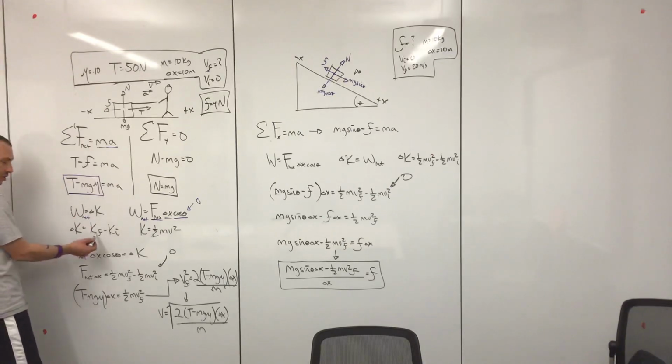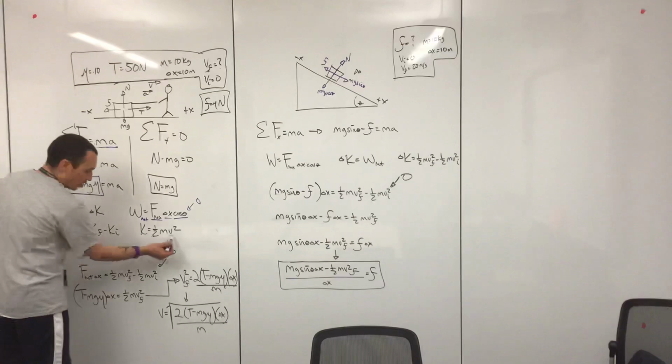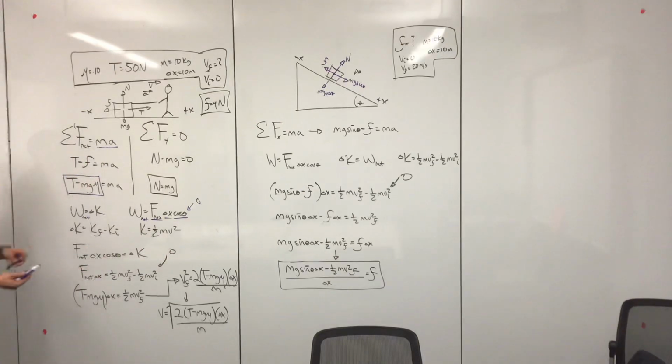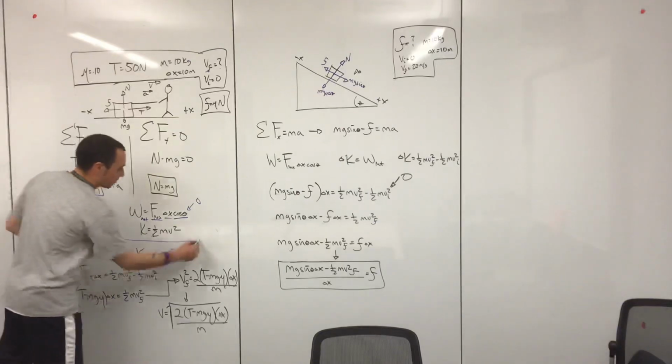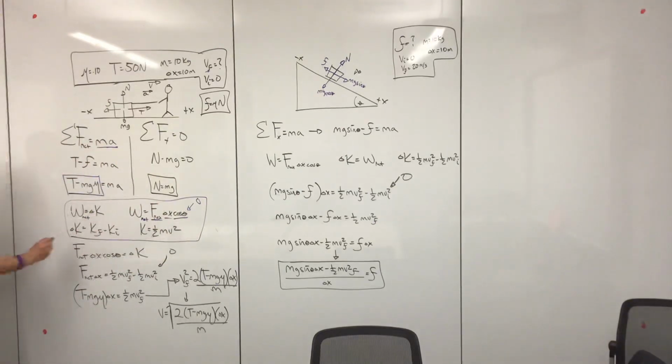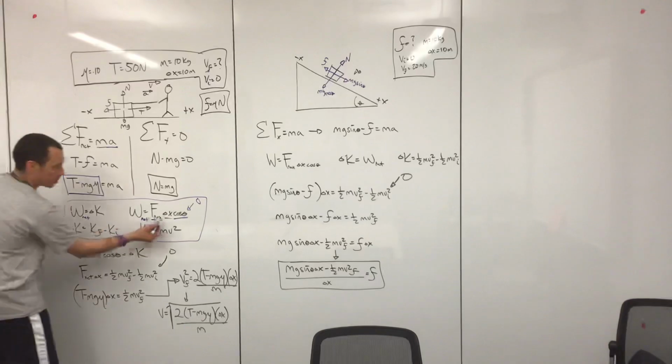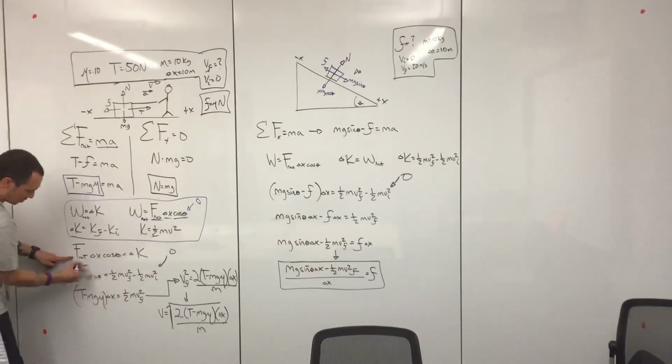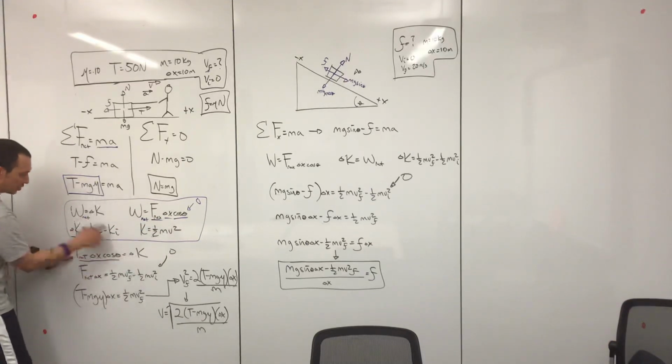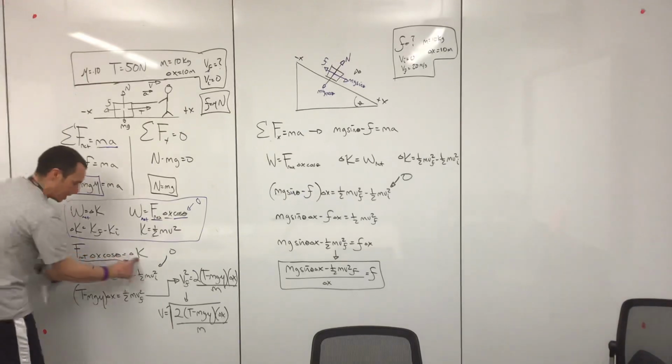Where the change in kinetic energy is equal to final minus initial, where each one of those kinetic energies is 1/2 mv squared, right? So we want to put all these pieces together right here. We know that work is equal to F net times displacement cosine theta. We also know it's equal to the change in kinetic energy.